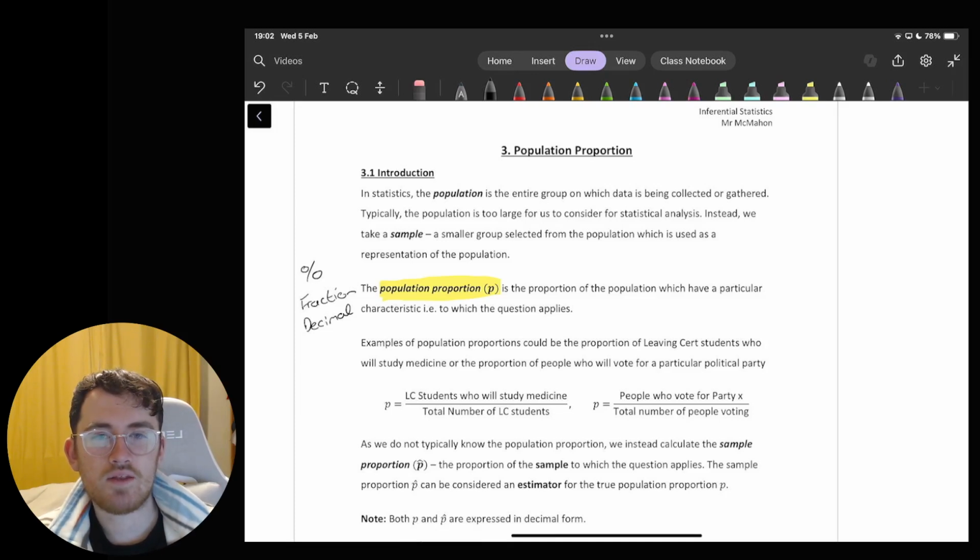So the population proportion is the proportion of the population which have a particular characteristic. The example here is that we might want to know the proportion of Leaving Cert students who are going to study medicine. So we would find the number who are going to study medicine and write it as a fraction of the total number of students. Or we might look at a particular political party and find the people who voted for party X and put that as a fraction of everyone who voted. So we're essentially trying to work out the fraction of people that voted a certain way, or intend to do a certain course, or satisfy a condition that we have.